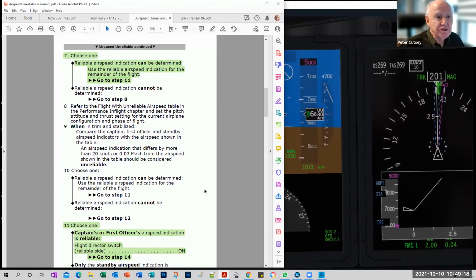I have chosen one scenario. In the next video, we'll do another scenario. And I've highlighted this to make it easy.